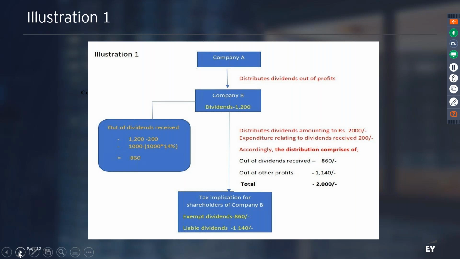The dividend of rupees 860 is considered to be exempt in the hands of the shareholder of company B. Then the balance distribution, 2,000 minus 860, that is rupees 1,140, is considered to be liable in the hands of the shareholder of company B. So, are you all clear up to this point? Any questions from those two illustrations?